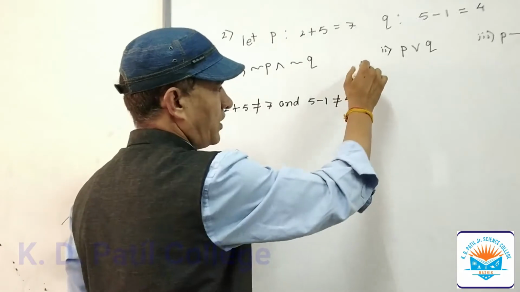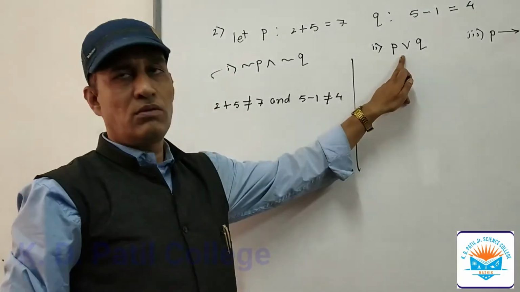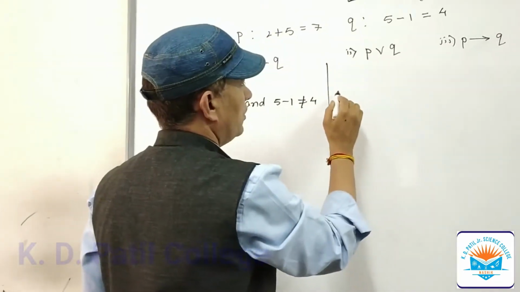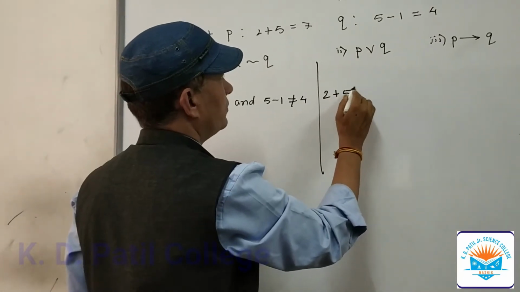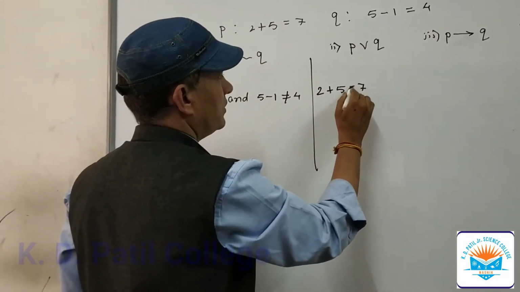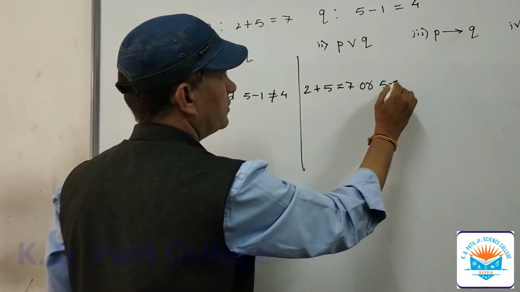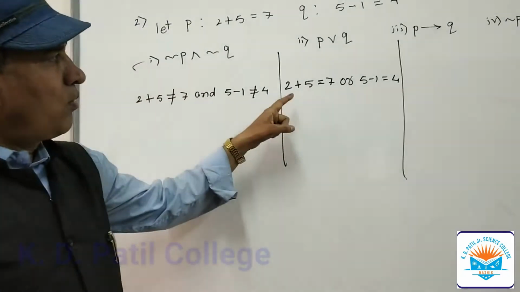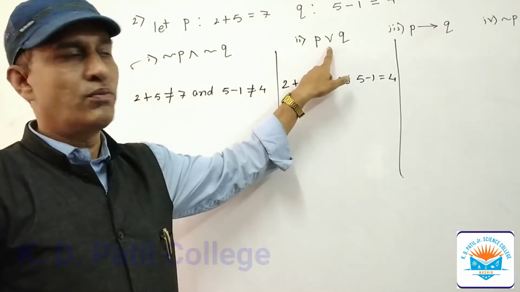Now we are on the second part. That means we have to write the verbal form of P disjunction Q. That can be written as 2 plus 5 is equal to 7 or 5 minus 1 is equal to 4. And that is the verbal form of the symbolic form P disjunction Q.